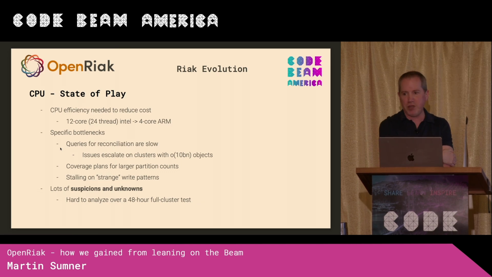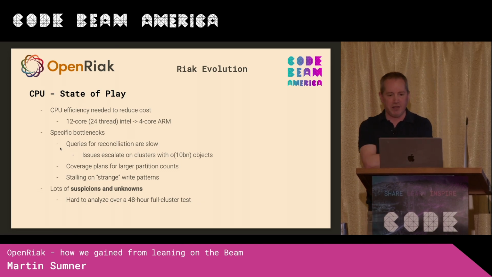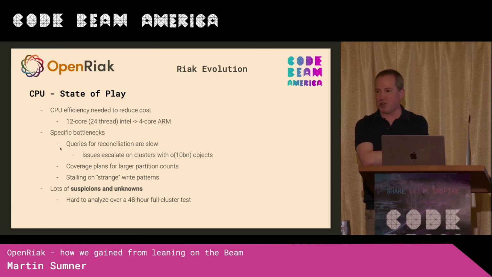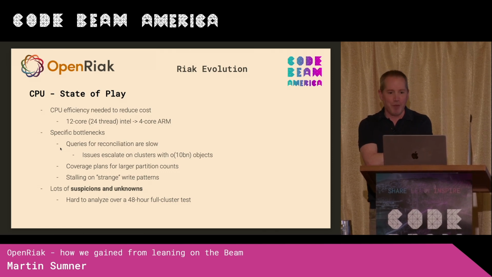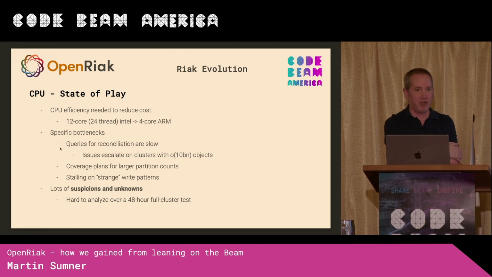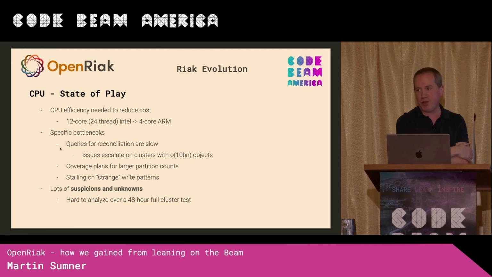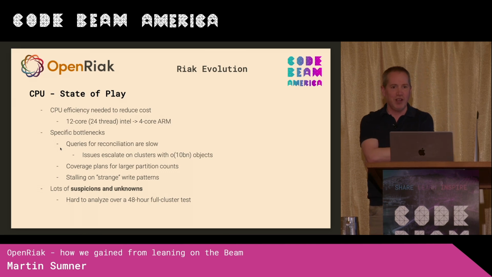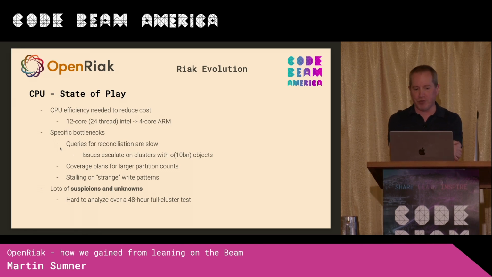When it came to CPU, again, in the early days of making these changes, we were on physical hardware, and so lots of spare CPU was fairly cheap. But then people wanted to move to the cloud, and they don't want to use Intel CPUs, and they want to save money by using ARM CPUs. They want to go from 12 cores down to 4 cores. And so now CPU efficiency becomes a real problem.